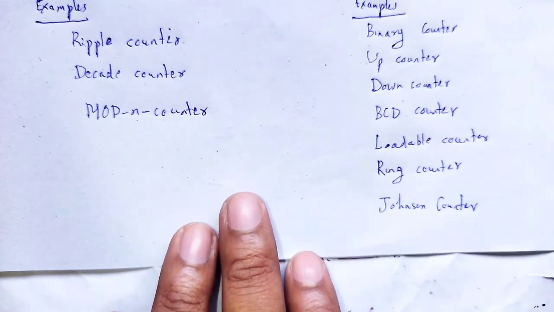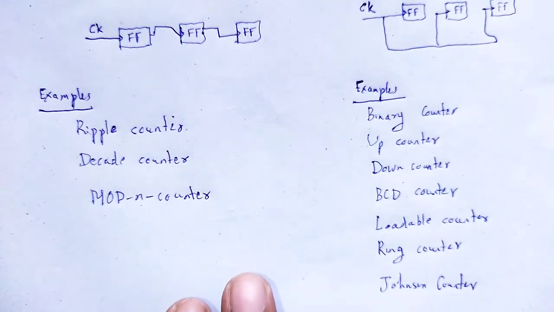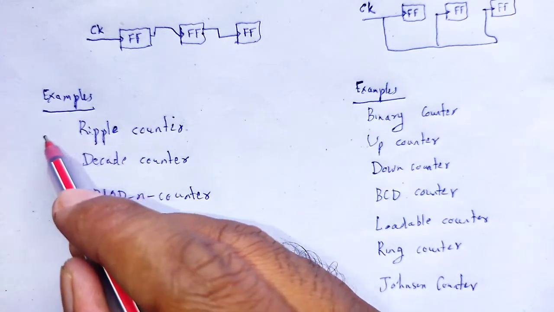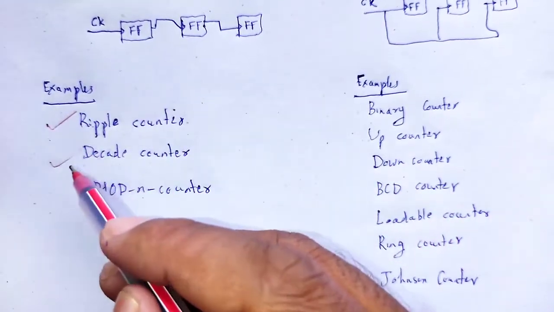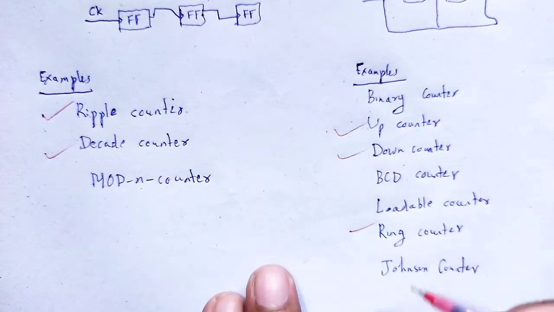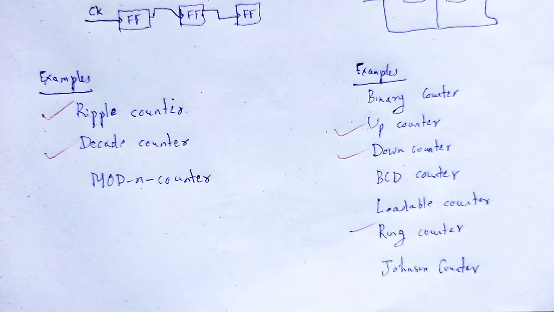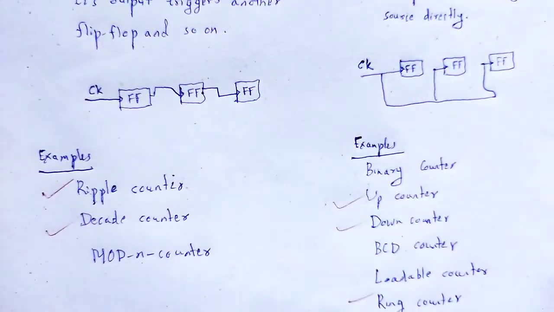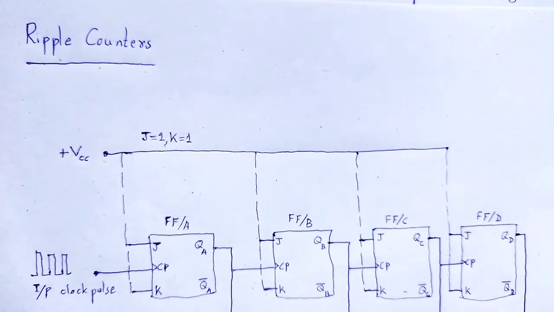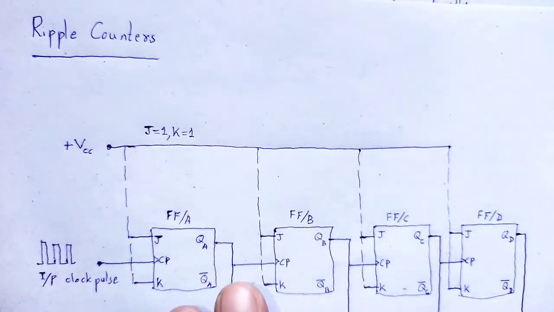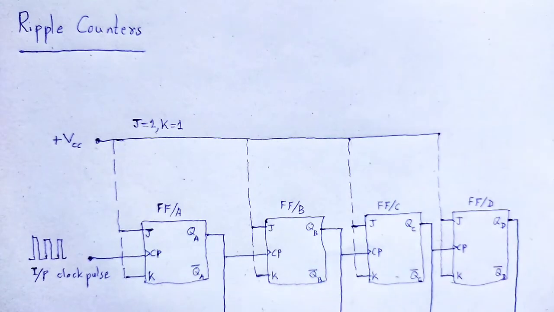In this particular chapter, we elaborately discuss ripple counter, decade counter, up counter, down counter, and ring counter. Let us start one by one. Under asynchronous counters, that is the ripple counters, we study this kind of counters up to 4 bits. So, what is a ripple counter?